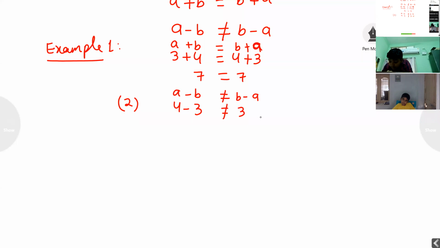4 minus 3, what will come? 1. And 3 minus 4, what will come? Minus 1, because both signs are different. If signs are different, we do subtraction. 4 minus 3 is 1. After subtraction, I want to check which value is the greater value. That sign we want to write here. Now 1 is not equal to minus 1. That's why we can't apply the commutative property in the case of subtraction.